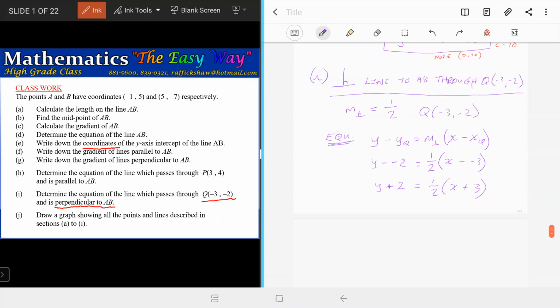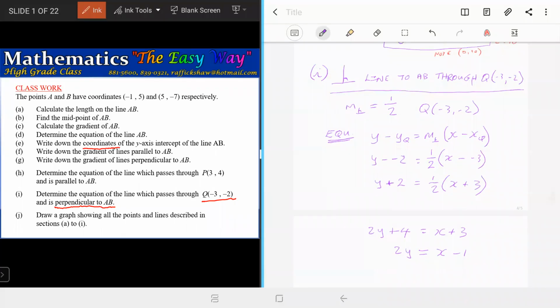So anyway, I'm going to simplify this now. When you have a fraction like this, to simplify it quickly, all we can do is multiply the 2 across here by these and multiply the 1 inside here by those. Just to simplify this quickly. So we're going to get 2y plus 4 equals x plus 3. And you cover this 4 and subtract it from the 3, and so you get 2y equals x minus 1, because 3 minus 4 is negative 1.